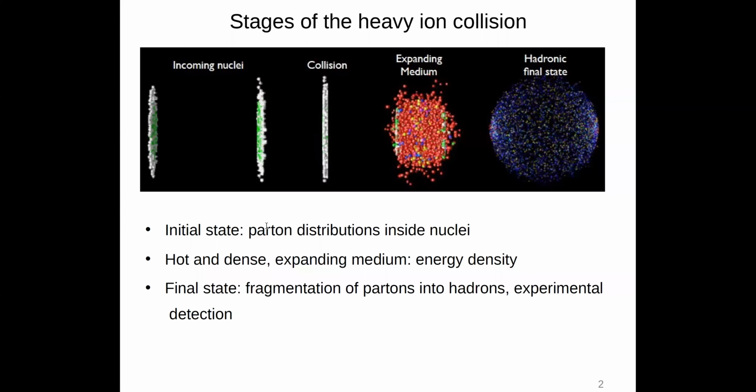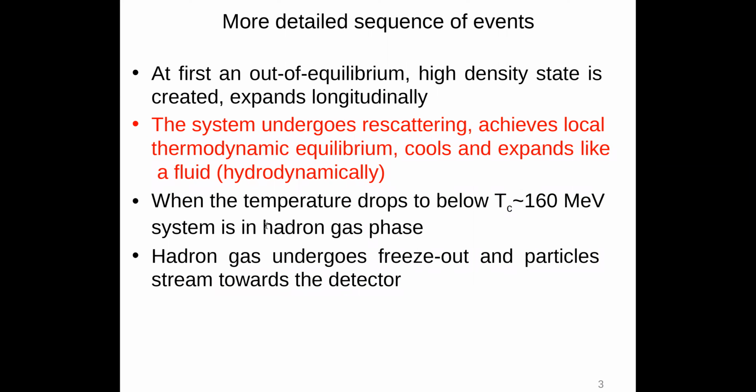If you look at a more detailed sequence of these events, at first an out-of-equilibrium, high density state is created, which expands longitudinally. Why does it expand longitudinally to start with? Because the initial colliding nuclei do not have any transverse motion. They predominantly have a longitudinal motion.